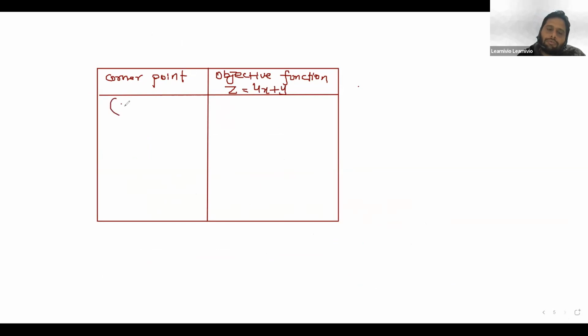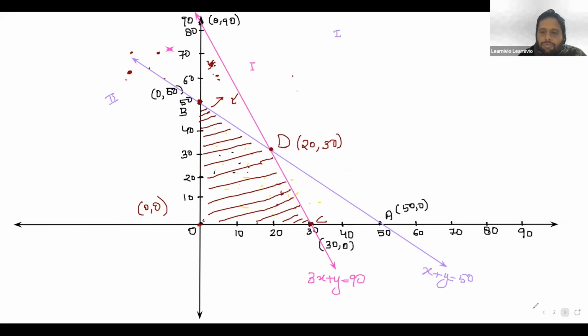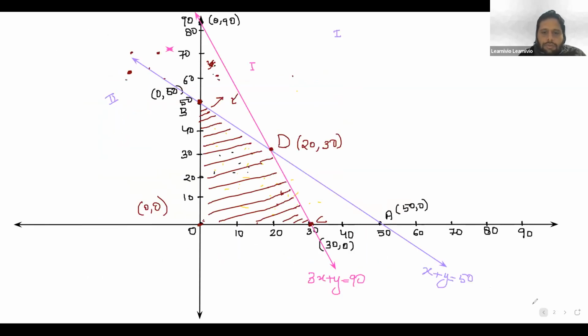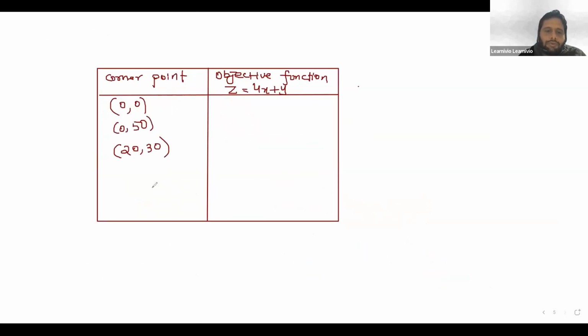Now write all the corner points. We have the origin 0, 0. Then we have 0, 50. Next, we have 20, 30. And we have this one, 30, 0. So we have four corner points.